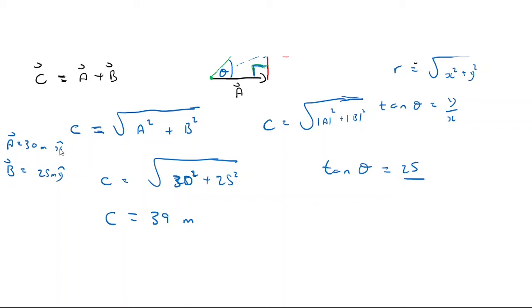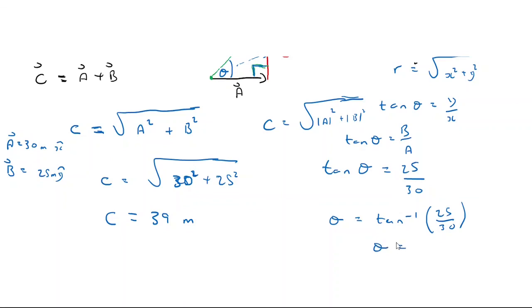Alright, and then what is theta? Remember that the tan of theta is equal to the opposite side, which is B, divided by the adjacent side, which is A. B is 25, what is A? A is 30. And then what you're going to do on your calculator to find theta, if you're using the same calculator as mine, is hit shift, then tan, then open the bracket and say 25 over 30. Then you find the angle there.